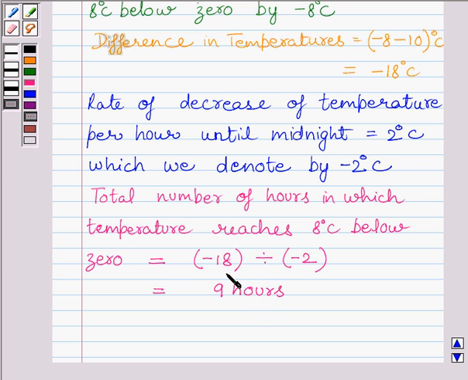We know when we divide a negative integer by a negative integer, first we divide the integers as whole numbers. That is, first of all we will divide 18 and 2. We know 18 divided by 2 is equal to 9, and after that we will put a positive sign before the quotient. So our required hours are 9 hours.